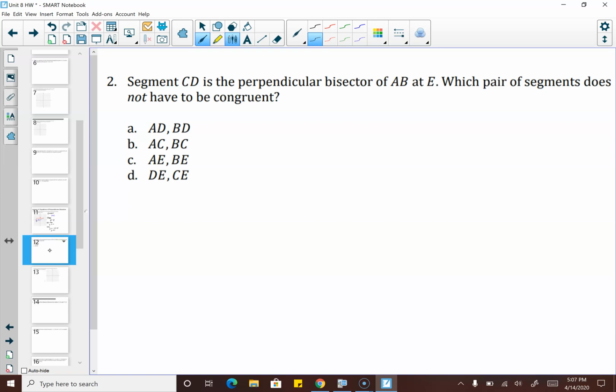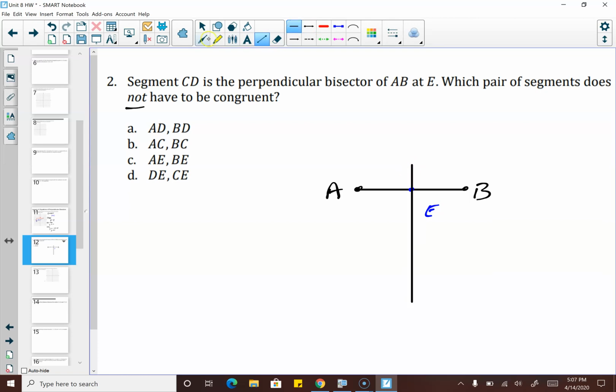Number 2, Regents question. Segment CD is the perpendicular bisector of AB at E. Which pair of segments does not have to be congruent? And we kind of did this earlier in the year, but what I'm going to do is draw my picture in a very specific way to kind of show you something here. So it's telling us that AB is what's being bisected, and it's being bisected at E. So I'm going to try to get E in the middle as best I can. And then when I draw that segment for CD, I'm going to draw it like this. Okay, and again, there are other ways to draw your picture, but I'm drawing it like this for a reason.